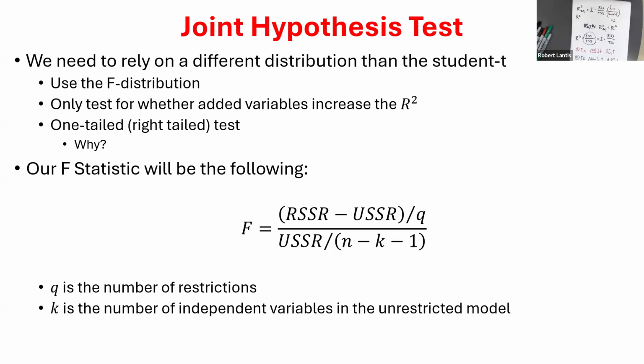I think I threw it up there on Canvas. You can take a look at it. But ultimately, it works the same way as our other rejection decisions, other than this is actually only a one-tailed test. Because when I add in variables, what has to happen to my R-squared? It's going to go up.